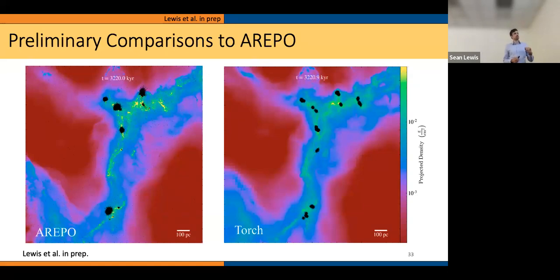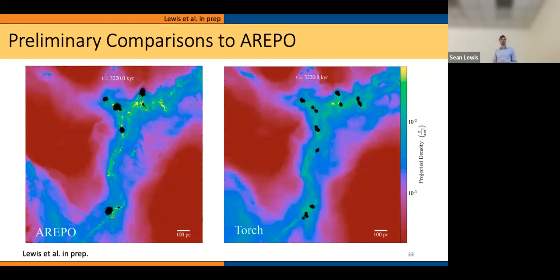So just a brief comparison between a Torch simulation and an ARRAYPO simulation using the same initial conditions. If we take an ARRAYPO snapshot, convert it to a Torch run, and then evolve both for 3.2 million years, we can look at some characteristics of how the different evolution processes take place. And what we see here, at least for the gas on the right, is that it's a bit fuzzier in the Torch run than the ARRAYPO run.